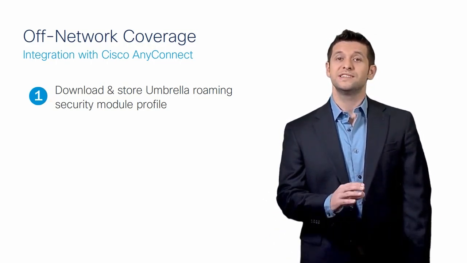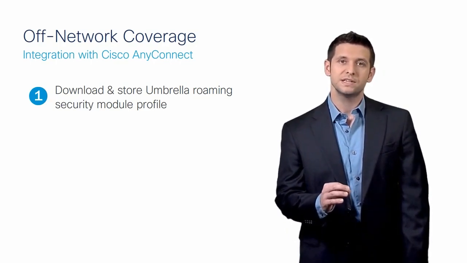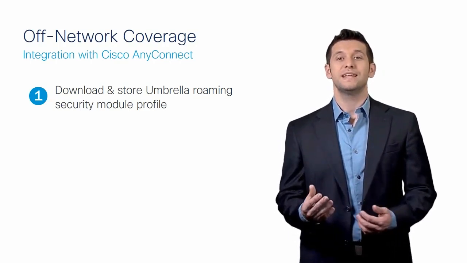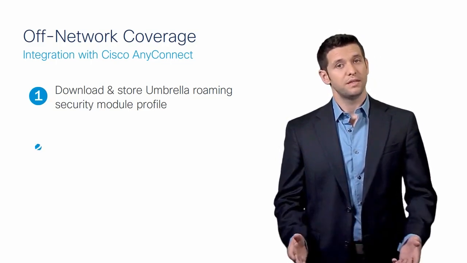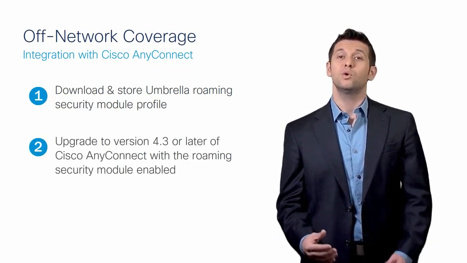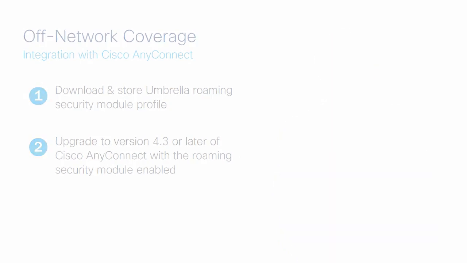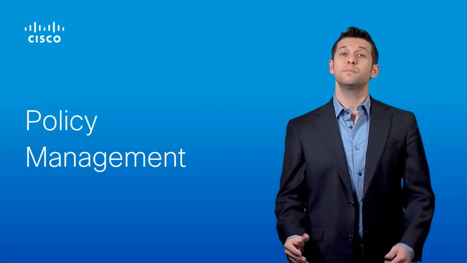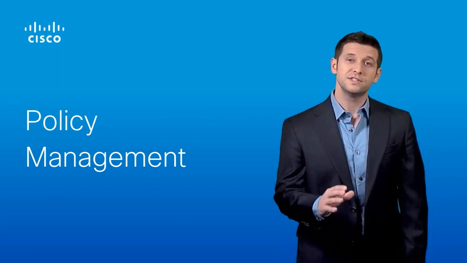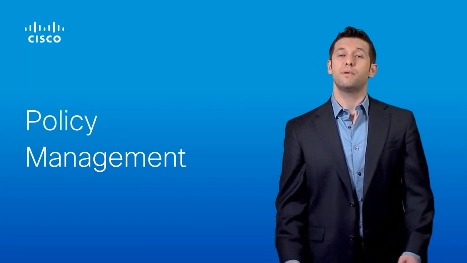Now if your customer does not have the roaming client, step 1 is to download the Umbrella Roaming Security Module from the Umbrella Dashboard Management Console. Then, step 2 is to deploy AnyConnect version 4.3 or later with the roaming security module enabled. Once up and running, customers use policies to control the level of protection for their deployment. Let's now look at policy management.